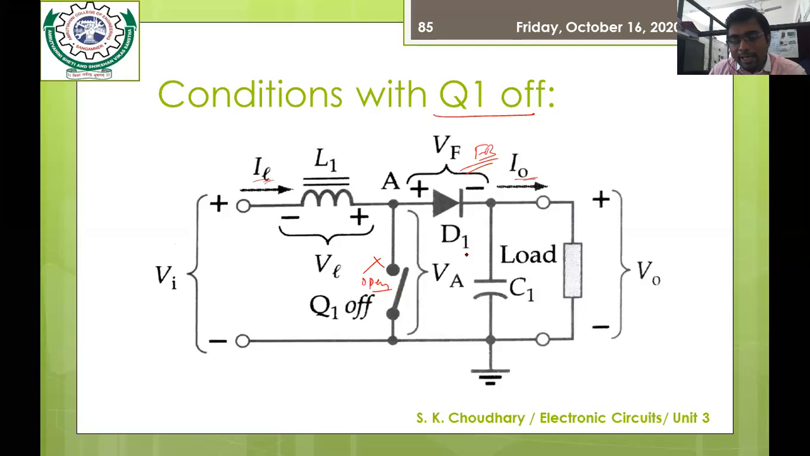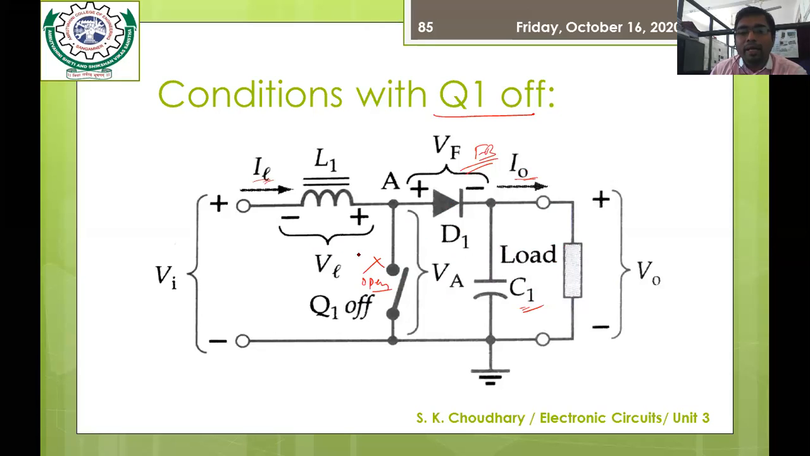Now IL is distributed into two different sections. One is busy charging C1, and the other, where the maximum current is actually used, is driving the load. Some amount of current is available to charge C1. So this is the condition when Q1 is off.